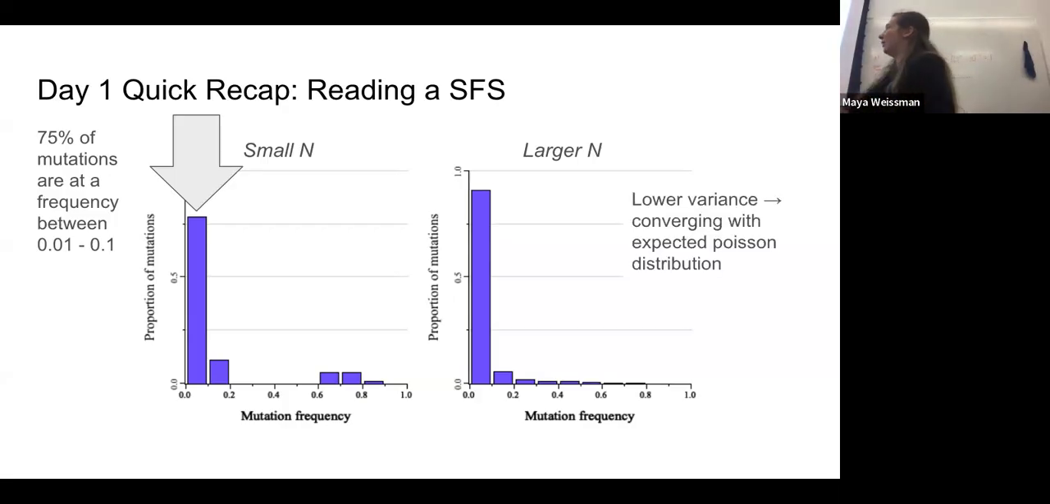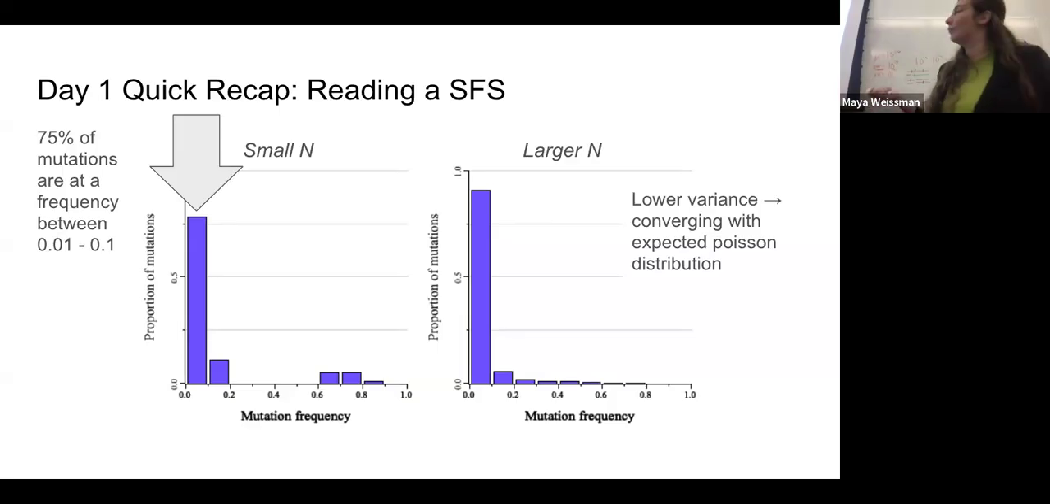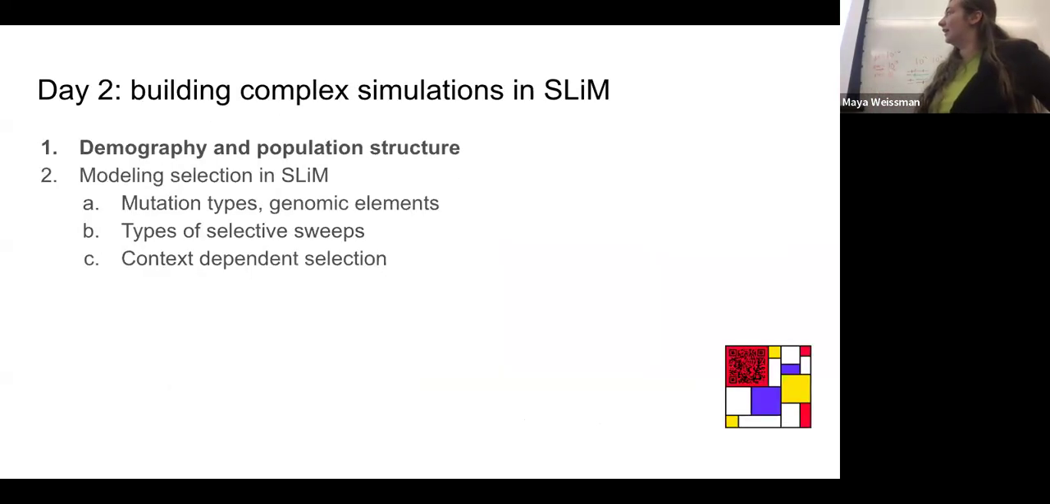This is expected to be approximately Poisson distributed, but I don't actually care if you know that. I don't think I even understand what Poisson distributions are entirely. Okay, so that's it from yesterday.